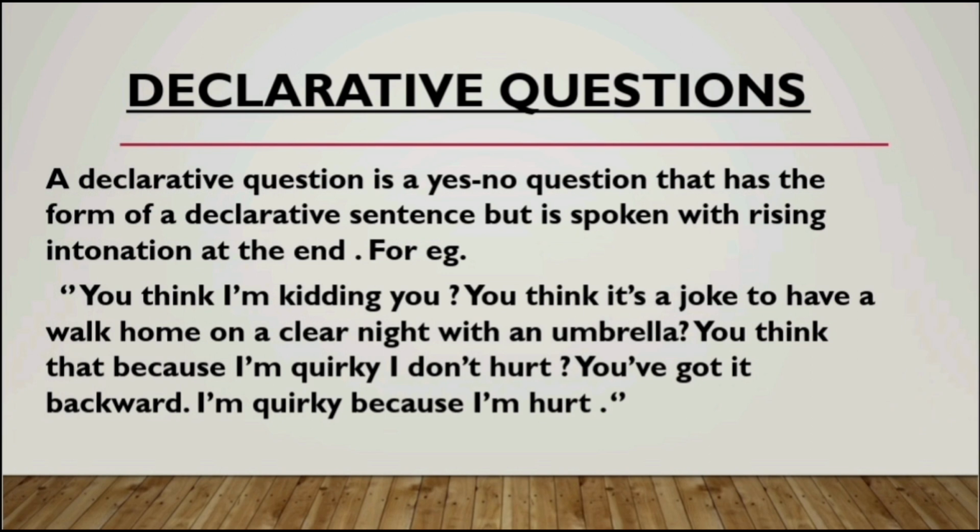So have a look at this beautiful example here. You think I'm kidding you? You think it's a joke to have to walk home on a clear night with an umbrella? You think that's because I'm quirky I don't hurt? You've got it backward. I'm quirky because I'm hurt. So this is a beautiful example where after nearly the end of each sentence, the rise of intonation lets us know that these sentences are declarative questions.